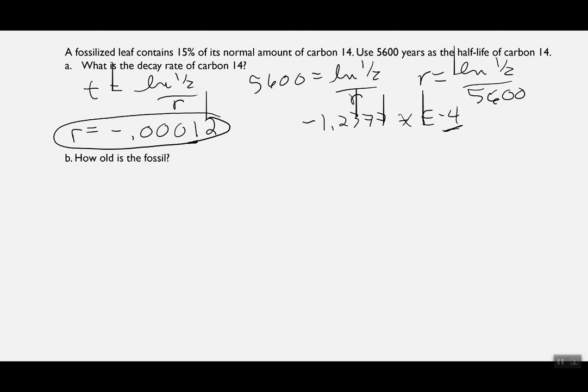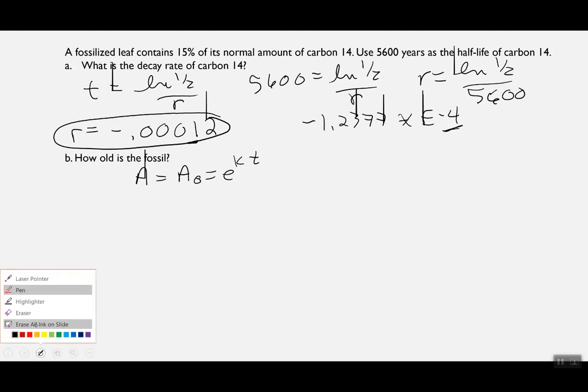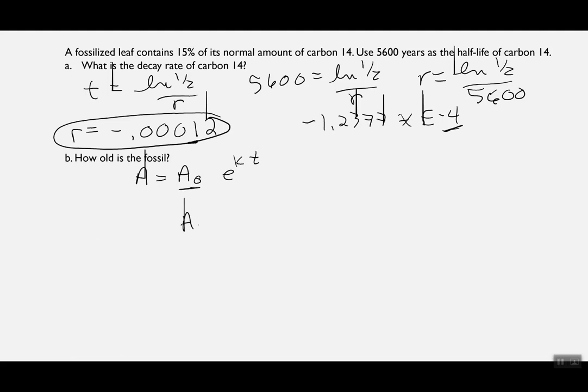All right, now we're going to figure out how old the fossil is. To figure out how old the fossil is, I'm going to use A equals A naught e to the kt. And this r is really the k, the same thing. Get rid of that, that's not supposed to be there. Okay, so what's happening? First of all, I don't have any idea what A naught is, so let's leave it alone. I know k is that rate I just solved.